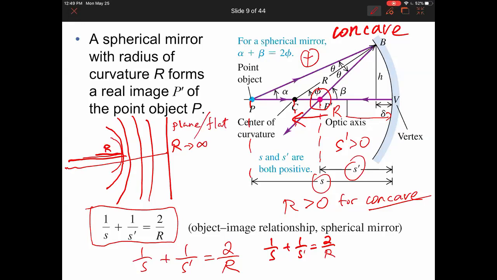Now, what does it mean in terms of this spherical mirror equation? Well, if R is infinity, the right side of the equation becomes 2 divided by infinity. And hopefully you know that anything divided by infinity gives you 0. That means 1 over S plus 1 over S prime equals 0, so 1 over S equals negative 1 over S prime. If I then take the inverse of both sides, I get S equals negative S prime. And that's exactly what we talked about for the plane mirrors. So that's why the image is the same distance from the mirror as the object, but on the opposite side, in the back of the mirror for plane or flat mirrors.